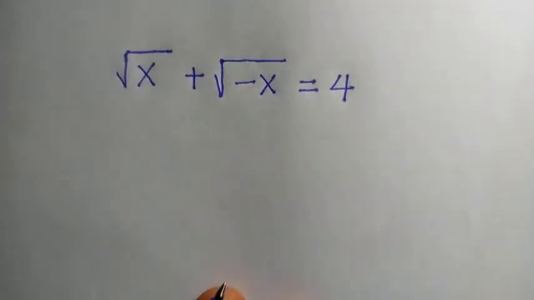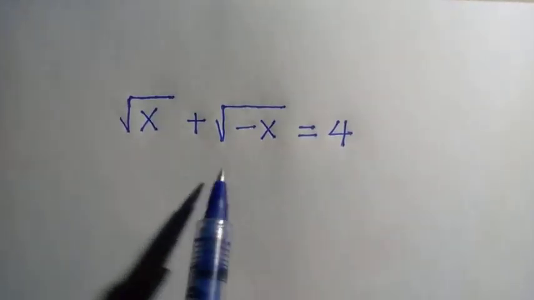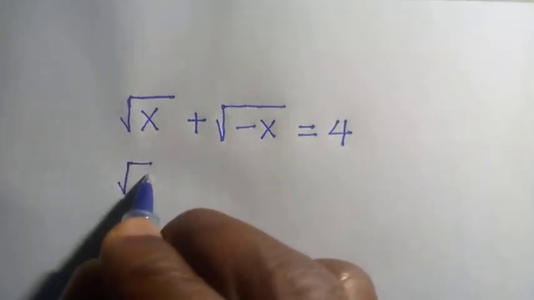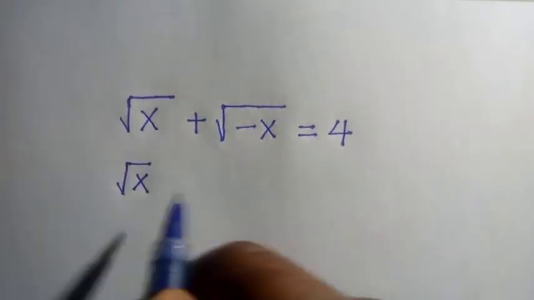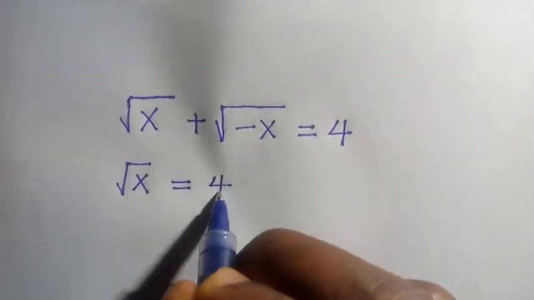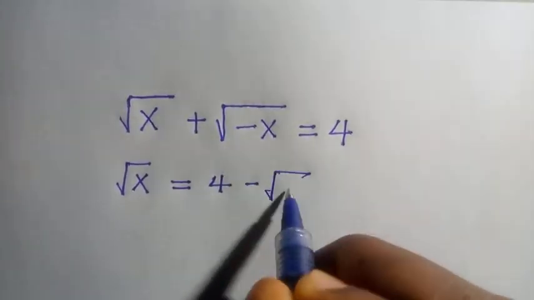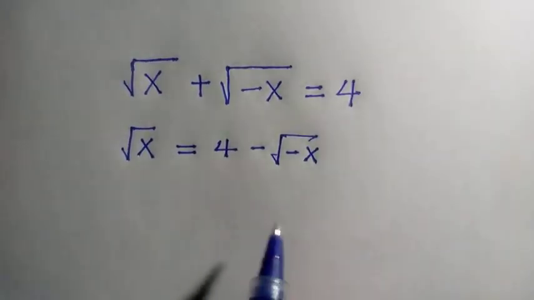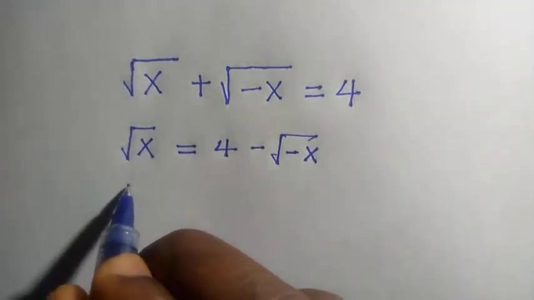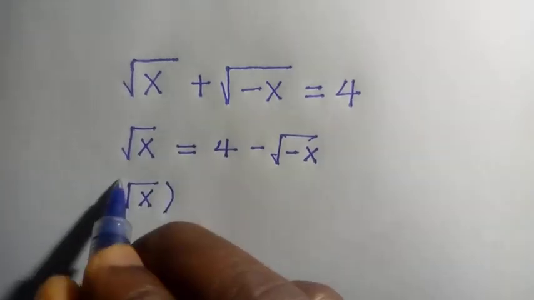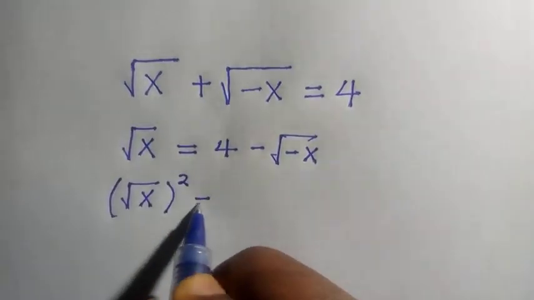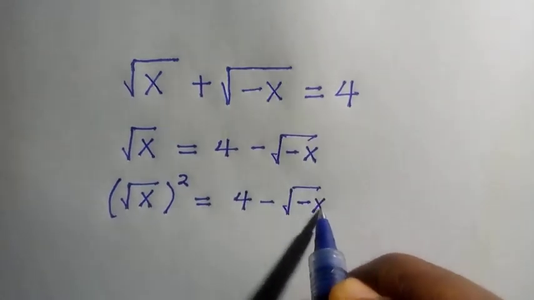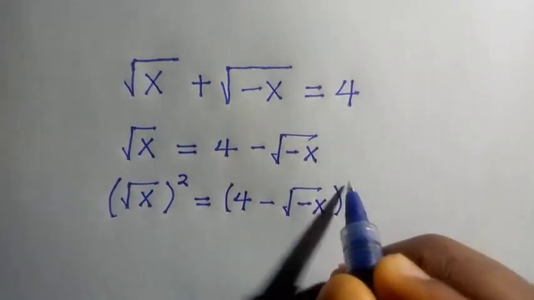How to find the value of x when we are given square root of x plus square root of minus x equals 4. So to start with, we are going to rewrite this as the square root of x. We transfer this to the other side, and here we have equals 4 minus the square root of minus x. So having this, let's try to take the square of both sides, as we have root x raised to power of 2 equals 4 minus the square root of minus x raised to power of 2.